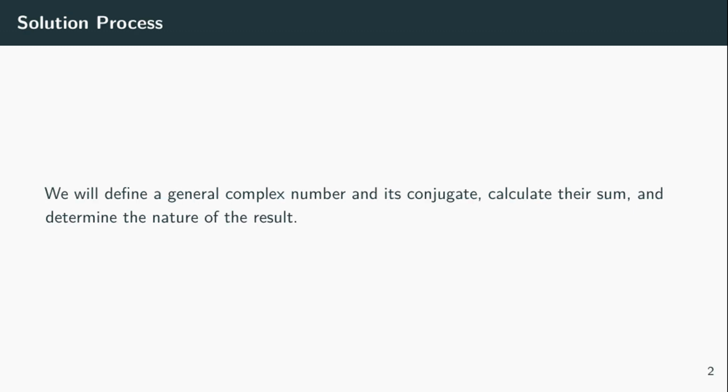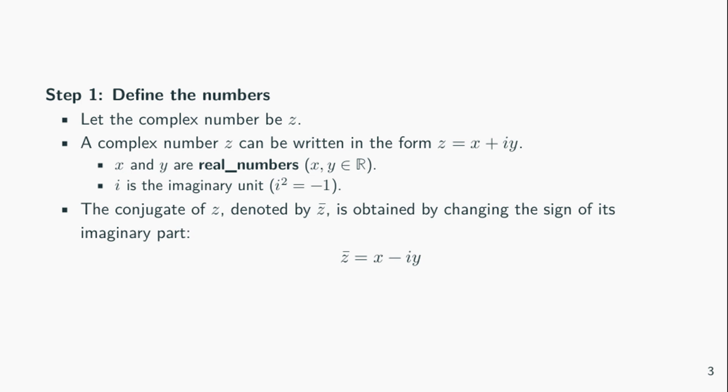To figure this out, we'll follow a simple process. We're going to define a general complex number and its conjugate, then calculate their sum, and finally, we'll determine the nature of the result we get. So, step 1 is defining the numbers. Let's start with a complex number and call it z.